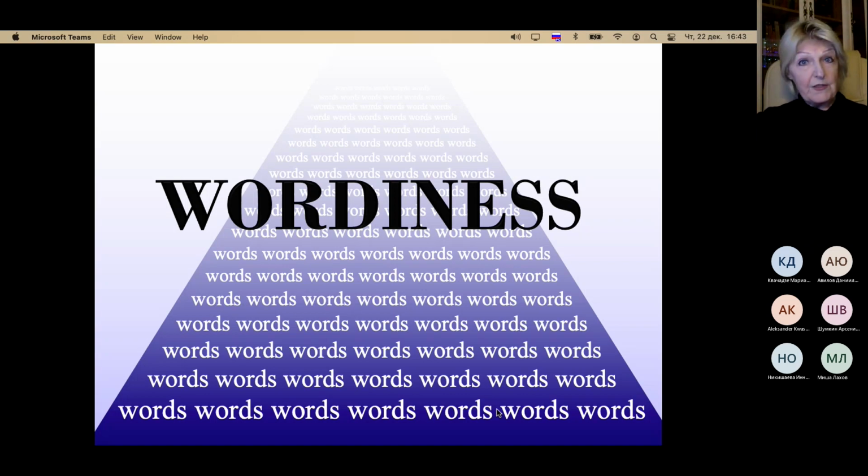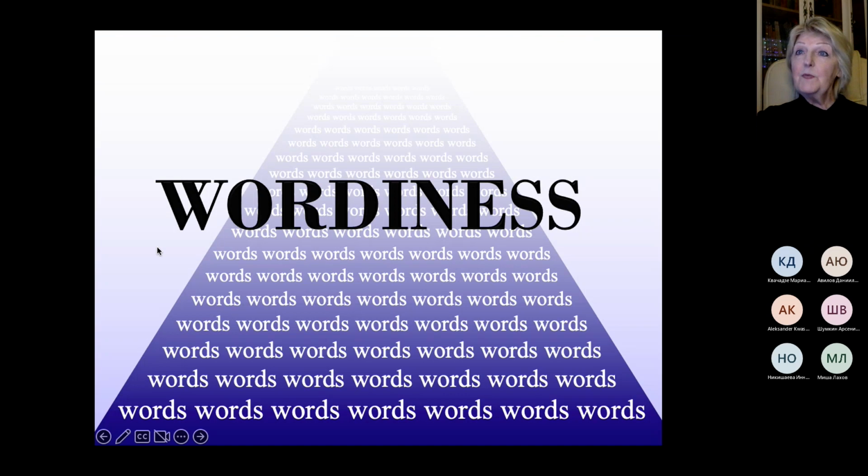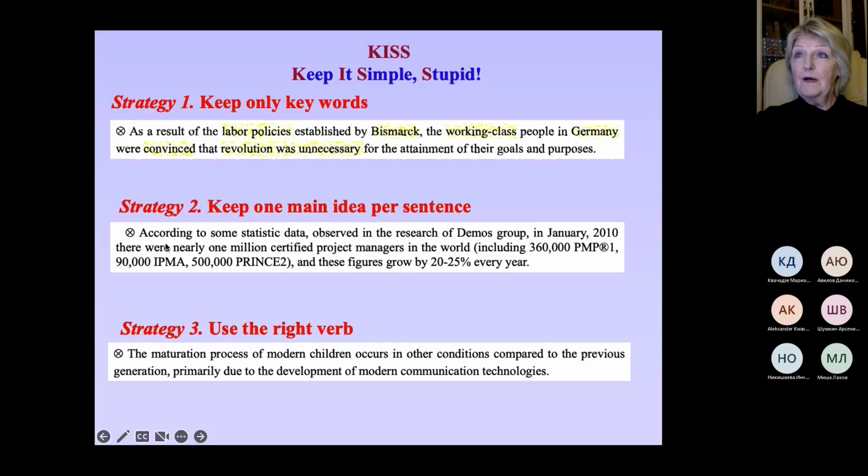How to avoid wordiness and what is wordiness, how to cope with it, is the topic of our today's meeting. There is a technique to avoid not only wordiness, but some syntactical problems and academisms, which is the false idea of writing academically. KISS. KISS is an abbreviation, a mnemonic rule, which you can see on the screen now: keep it simple, stupid.